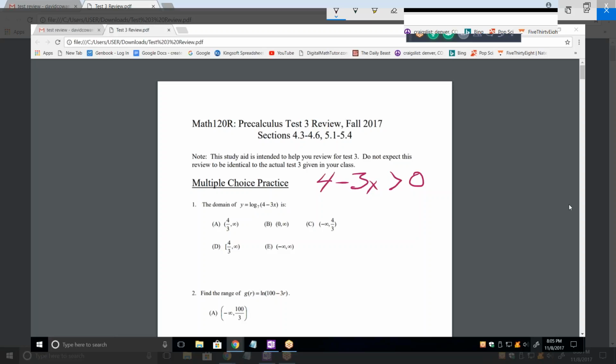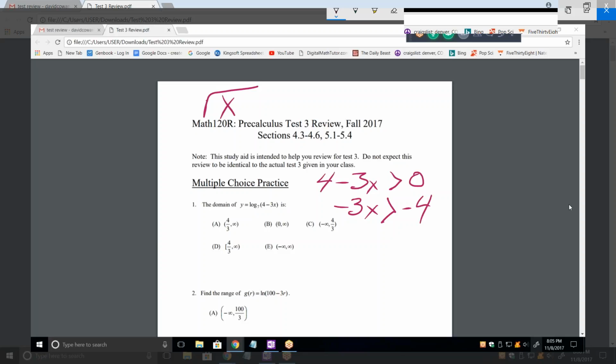So how do you solve this inequality? You subtract 4 from both sides, or do you set it equal to 0? No, right? Because it's a log function, the argument has to be greater than 0. It's kind of like the square root of x: x would have to be greater than or equal to 0. With a log function, it has to be greater than 0. Can't even be equal to it. Okay? So now we've got this.